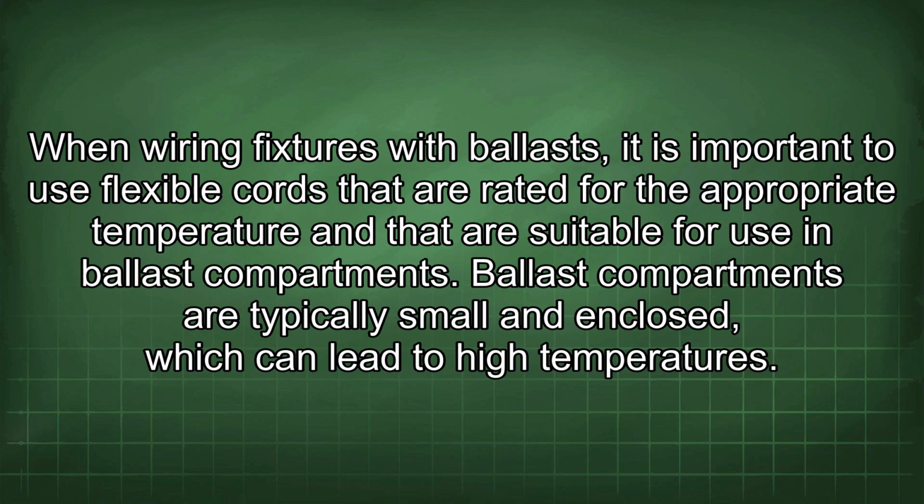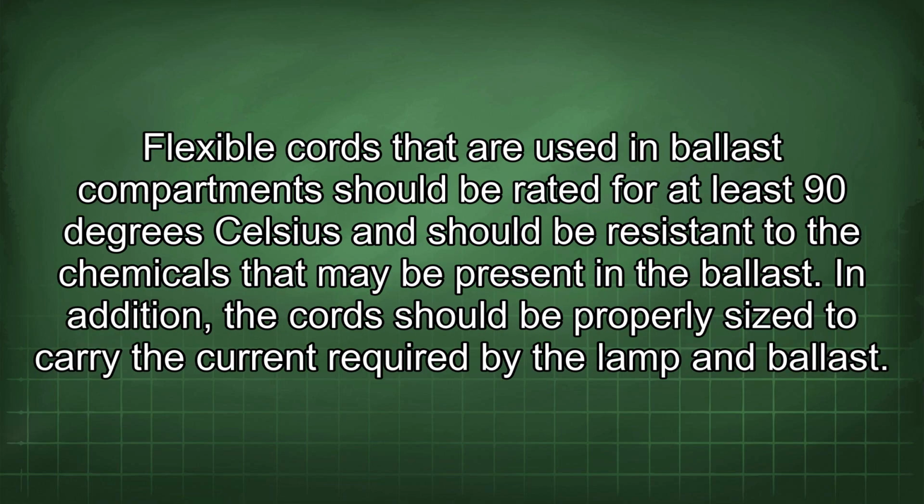Ballast compartments are typically small and enclosed, which can lead to high temperatures. Flexible cords that are used in ballast compartments should be rated for at least 90 degrees Celsius and should be resistant to the chemicals that may be present in the ballast. In addition, the cord should be properly sized to carry the current required by the lamp and ballast.